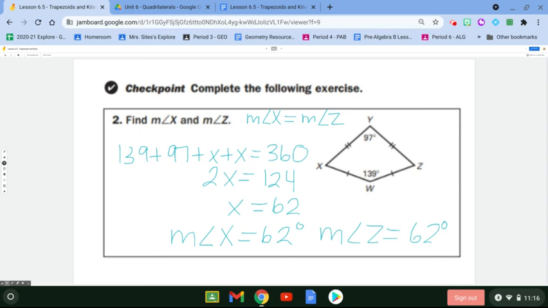So when we set this up, 139 plus 97 plus the two x's, our unknowns, will equal 360 degrees. When I simplify and solve that, our unknown will be 62. So that means the measurement of angle X equals the measurement of angle Z, which is also going to be 62 degrees. So in today's lesson, you guys learned about some special properties of trapezoids and kites. Hopefully you guys can identify a special relationship with either a trapezoid or a kite and put that into Edpuzzle to sum up what you've learned for today.